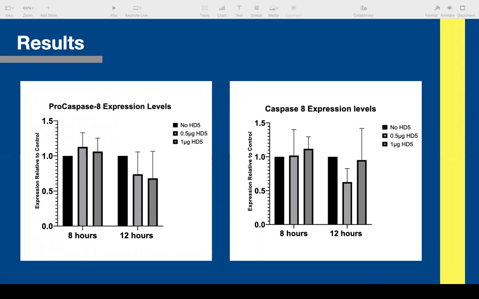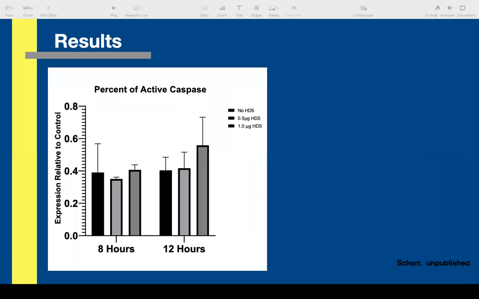This statistical breakdown you see on the screen highlights what we saw from the plots. The image on the left of the screen shows the levels of pro-caspase 8. This is the inactive form. The image on the right shows the levels of cleaved or activated caspase 8. As you can see in both images, the levels of caspase are higher in our 8-hour samples. This just means that overall we have a higher expression level of caspase 8 in our 8-hour samples as compared to our 12. However, when we look at them both together, we really don't see any significant difference between the two.